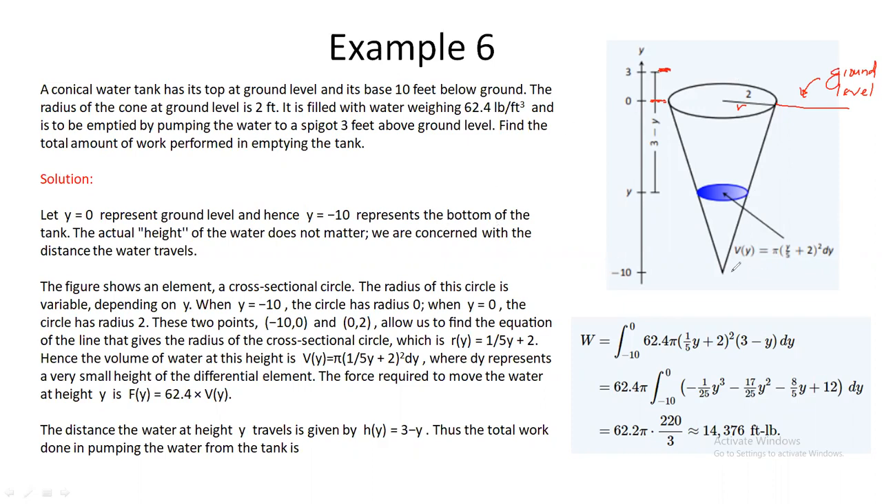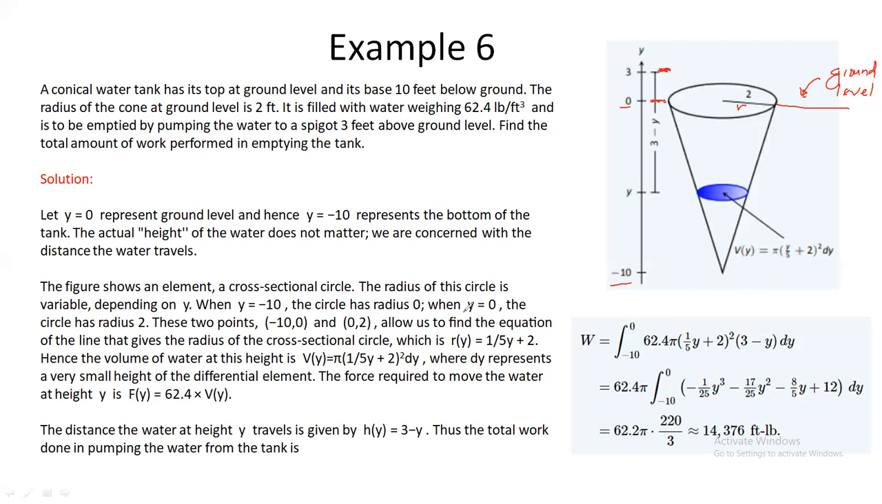Now, let y equal to 0 represent the ground level, and hence y equal to negative 10 represents the bottom of the tank. So this was already mentioned. You have negative 10 for the bottom of this conical tank and 0 for the top of the tank, which is right on the ground. Now, the figure shows an element, a cross-section, which is a circle. The radius of this circle is varying, as I have mentioned, and it depends on the y. As you could see, when y is equal to negative 10, there's no radius because this is the tip of your cone already. So when y is equal to negative 10, the circle has a radius of 0.